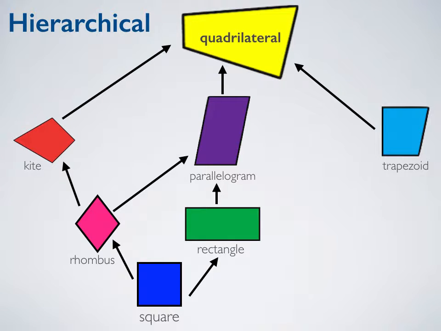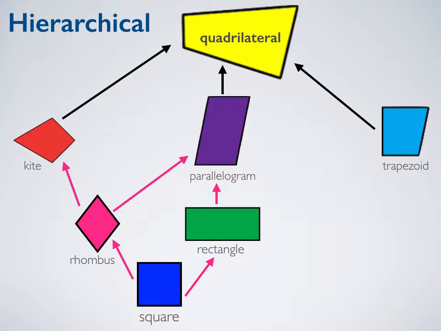This hierarchical model might look the same as the transformational model at first glance, but its purpose is a little different. The most general quadrilateral is at the top, and the most specific is at the bottom. Notice the direction of the arrows in this diagram. I can follow along any path to see the relationship between these shapes.